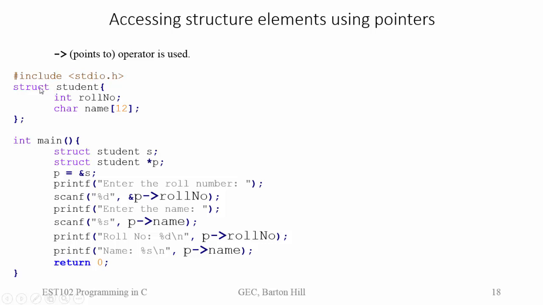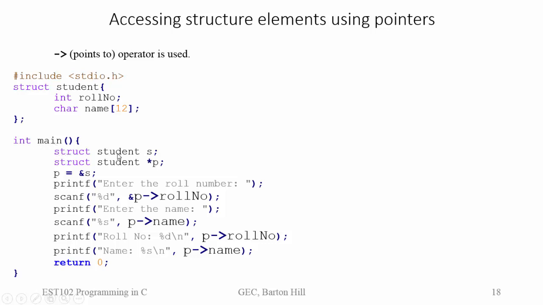Now consider this program. We have defined a structure student. It has two members, roll number and name. Then inside main we have declared the structure variable. Then we have declared the pointer to the structure student. Now we will see how the execution of this code works. We will be accessing the elements of the structure using pointers. Program execution starts with main.